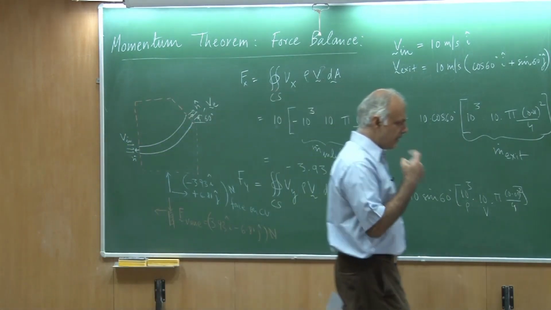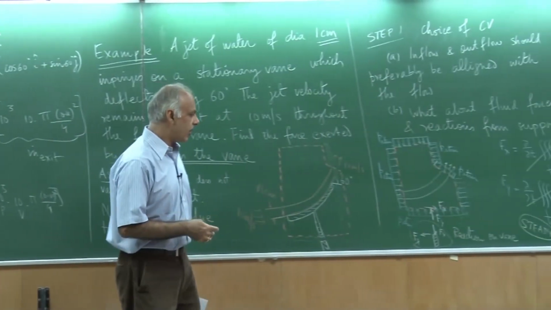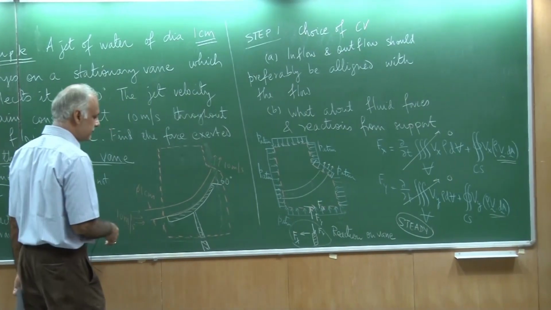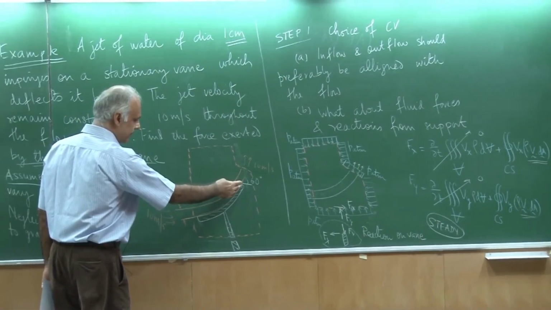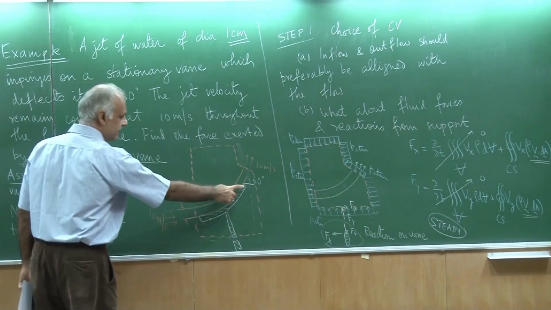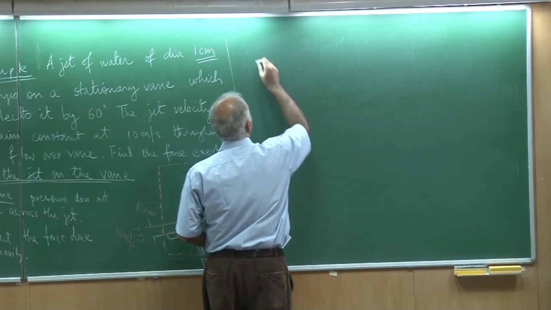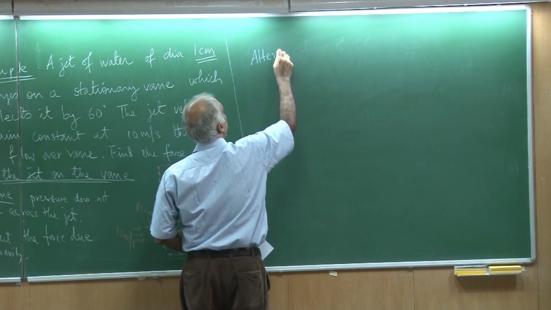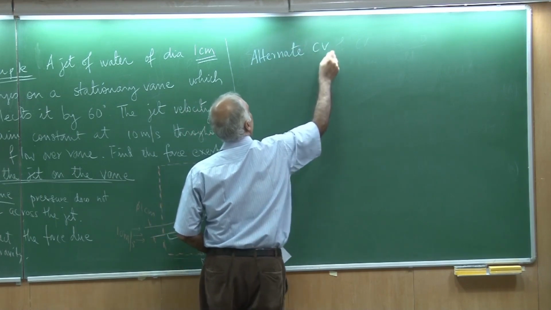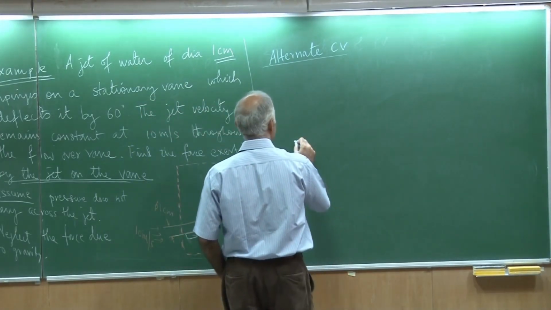As I promised, I now want to show you a slightly different control volume. Now we are going to choose a control volume where one of the surfaces of the control volume is the interface between the vane and the fluid. So let me do that for you. I will leave this as is, and let me show you an alternate control volume. So first let me draw the vane.